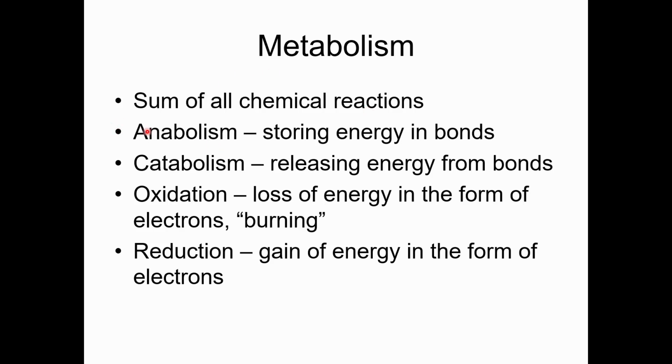We can talk about anabolism. Anabolism is storing energy in bonds. So when you take amino acids and make them into a protein, that's an anabolic kind of metabolism. Catabolism is breaking bonds and releasing that energy. So if you take a glycogen molecule, break it down and release the glucose, and send the glucose to the cells for glucose uptake and utilization, those would be catabolic reactions.